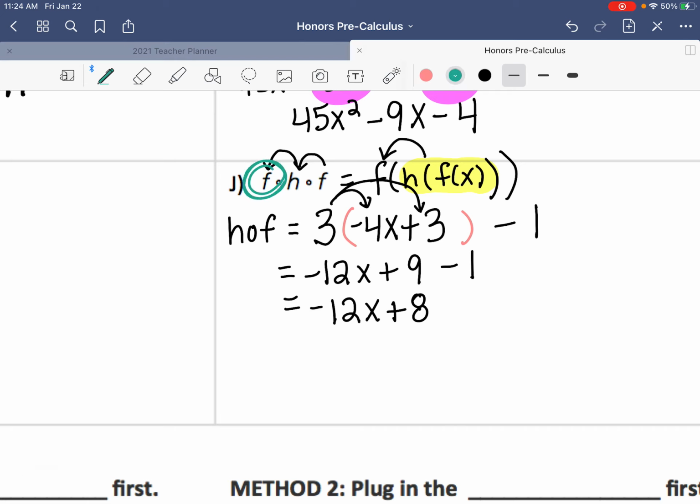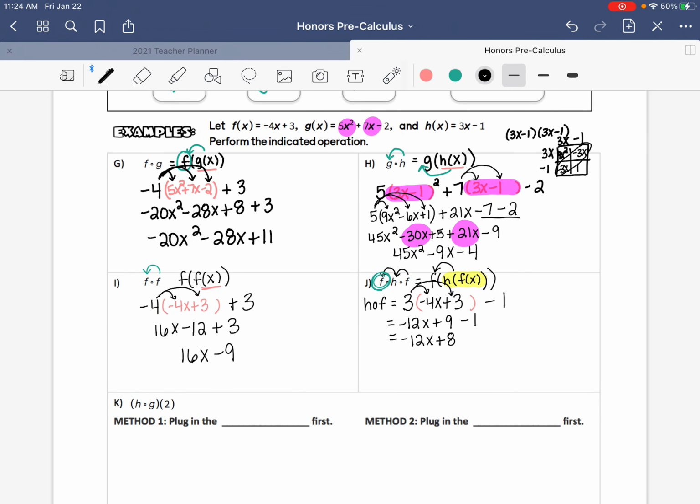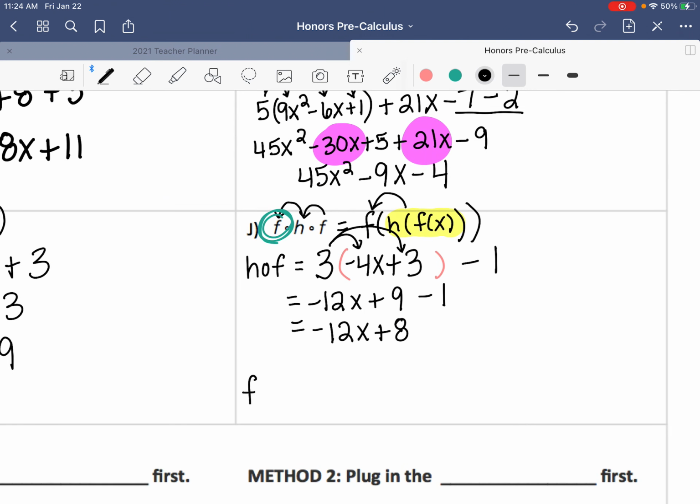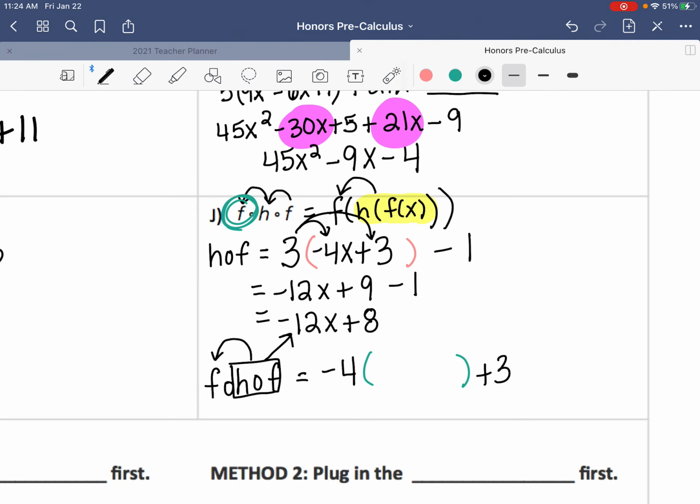So we now need to finish this off by plugging that into the f function again. So if I go back to my original problem, so remember f is negative 4x plus 3. So we're now going to do f of h of f. So we've already done this part. This part right here equals this. We're going to take that and plug it into the f function. All right, so my f function was negative 4x. So where the x is, we're going to put our parentheses, plus 3. Let me make sure I got that right. So negative 4x plus 3. And we're going to plug in that h of f, which we found to be negative 12x plus 8.